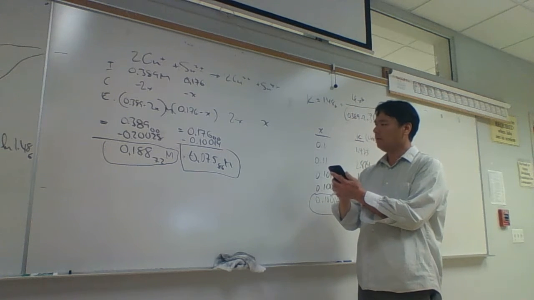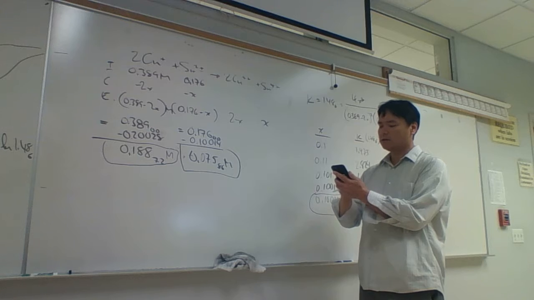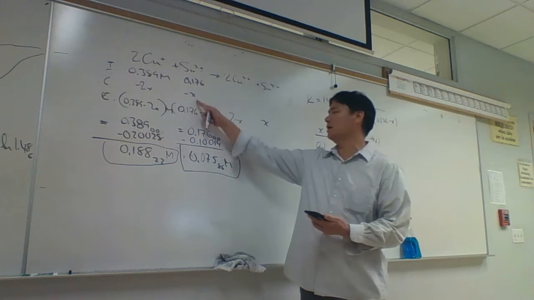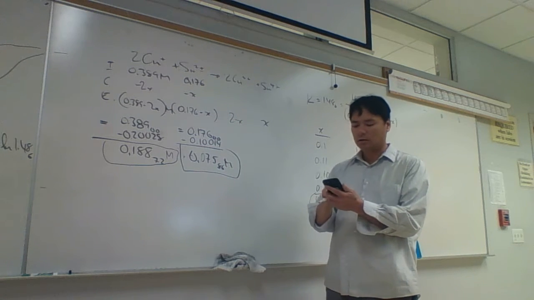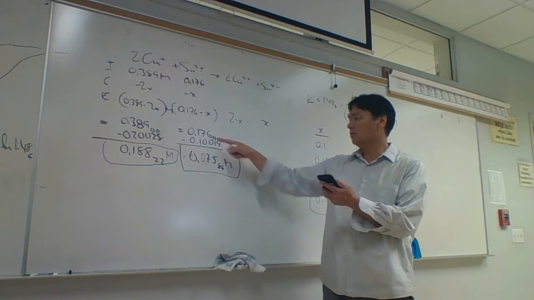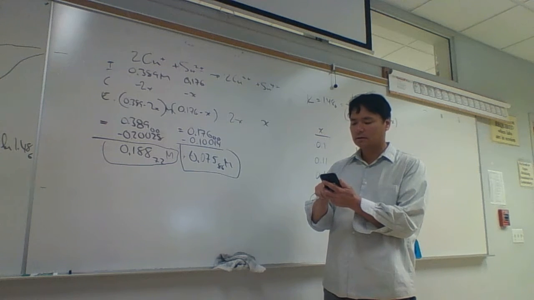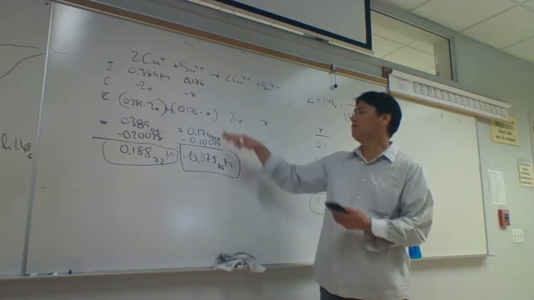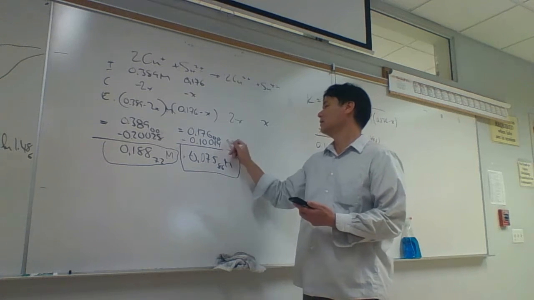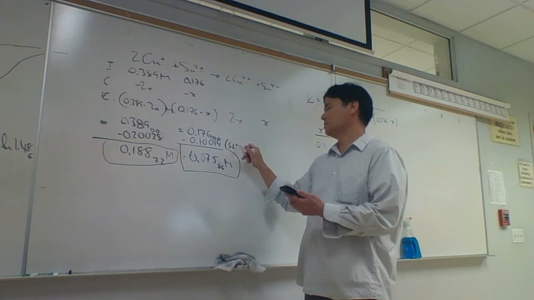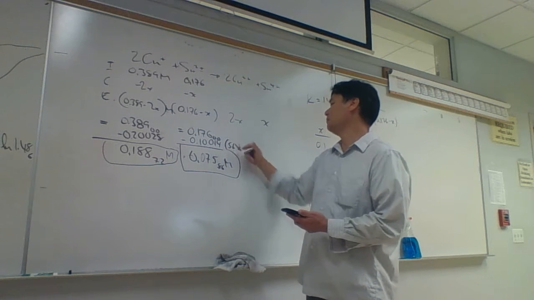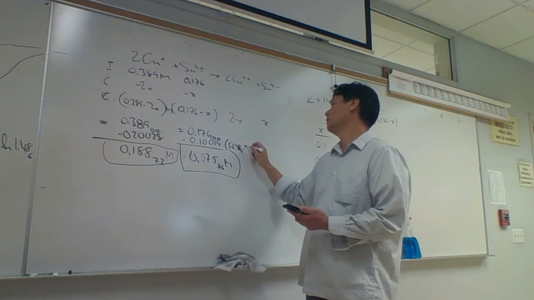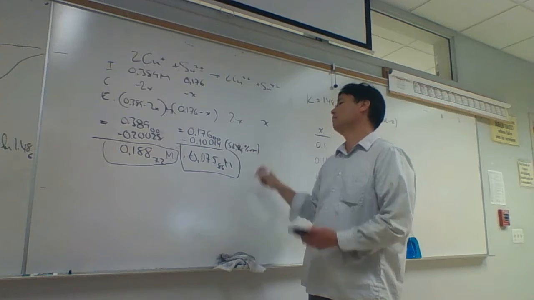And so let's go ahead and do that. I'm going to just take the change, which is the x here, 0.114, divided by the initial, 0.176, times 100. And this was about 56%. It was about 56.89% reaction.